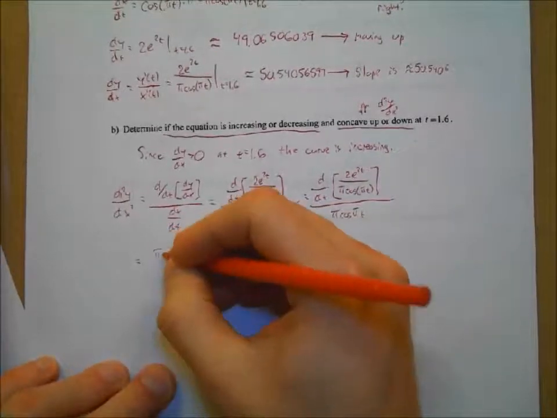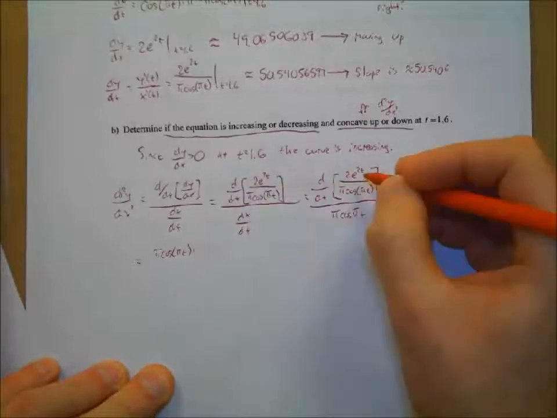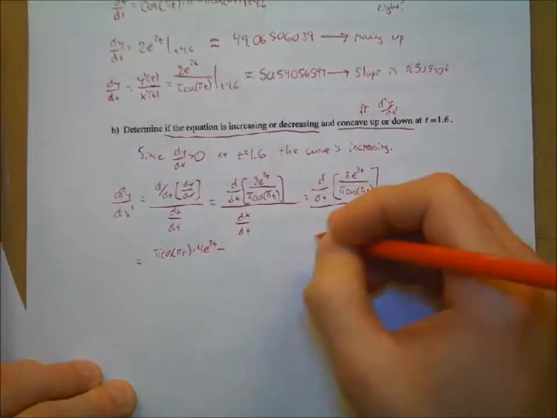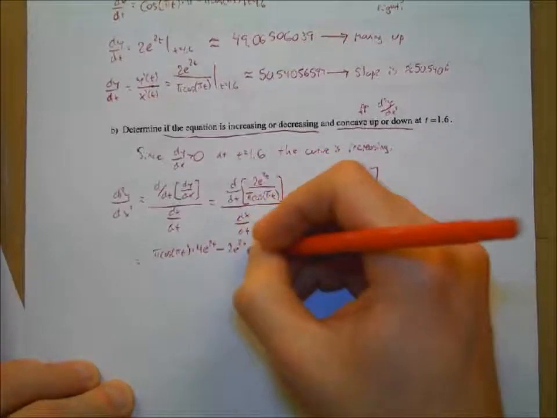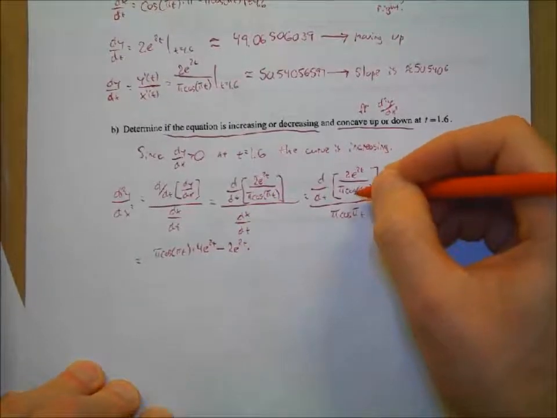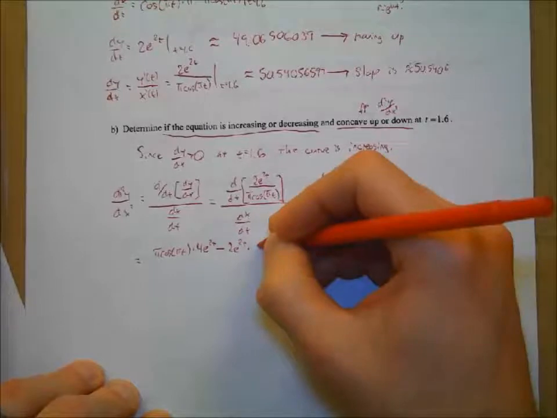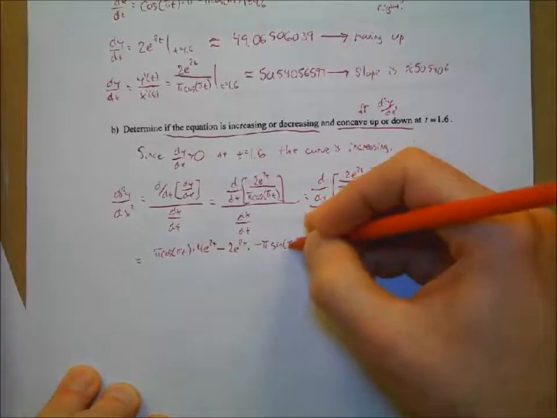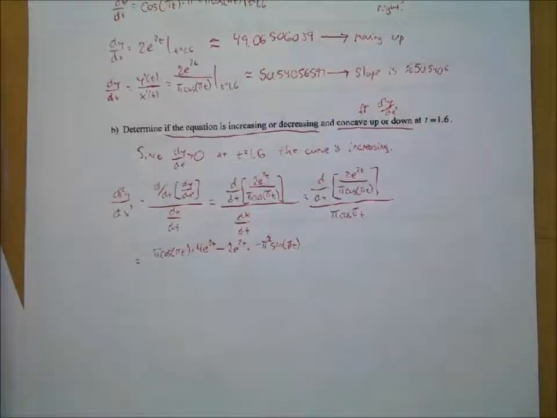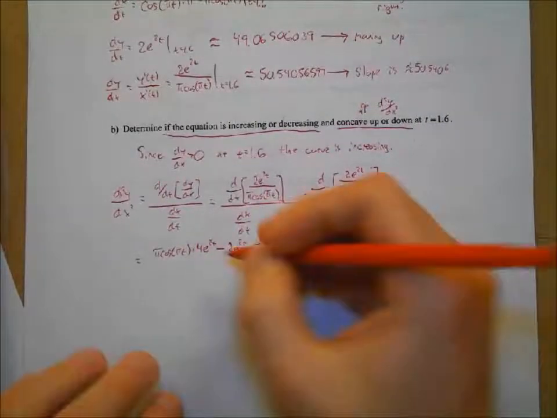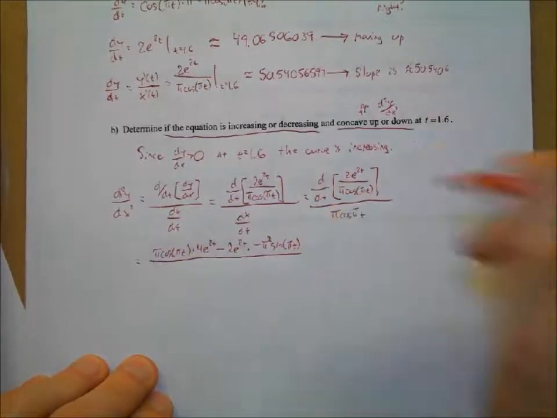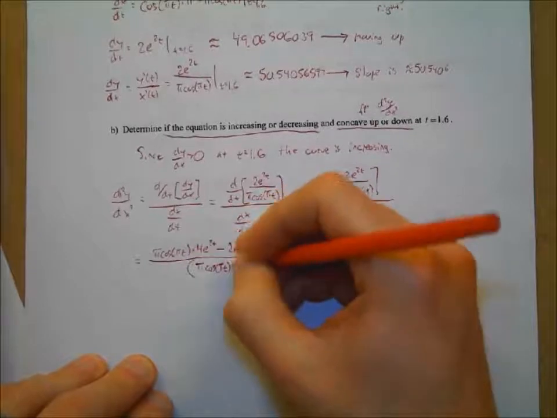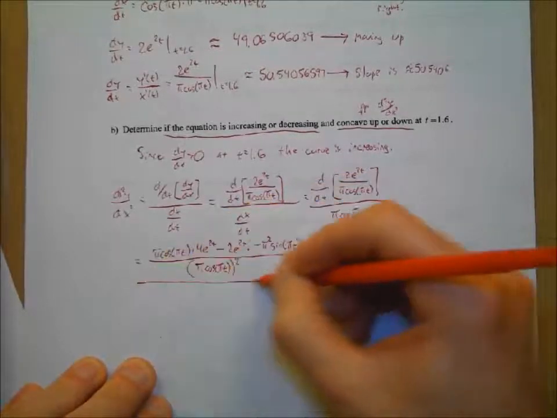All right. So quotient rule: bottom times the derivative of the top. Well, thankfully, 2e^(2t) is easy. It's 4e^(2t). Minus the top, 2e^(2t), times the derivative of the bottom. Derivative of cosine is negative sine, so it's going to be negative pi sine of pi t, times the derivative of what's inside, so we're going to have another pi here. So I'll just make this negative pi squared. And that's all over the bottom squared, pi cosine pi t, quantity squared, and that's all over pi cosine pi t.